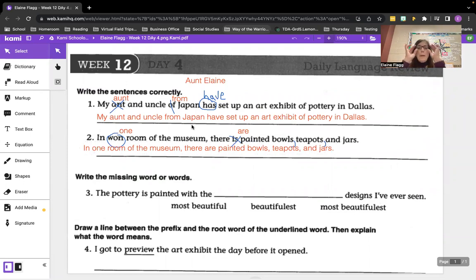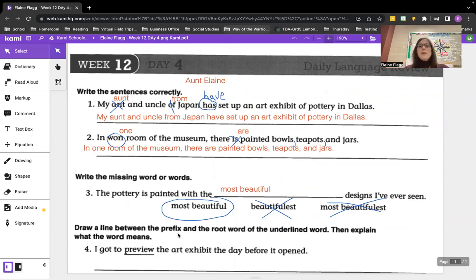Excellent. Okay, number 3, the pottery is painted with the designs I've ever seen. The pottery is painted with the most beautiful designs I've ever seen. The pottery is painted with the beautifulest designs I've ever seen. Or the pottery is painted with the most beautifulest designs I've ever seen. Beautifulest is not a word, so that takes both of these out of the answer choices. So most beautiful is the best way to say that. Most beautiful.